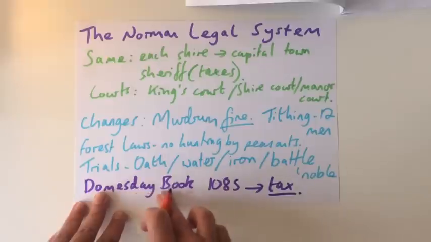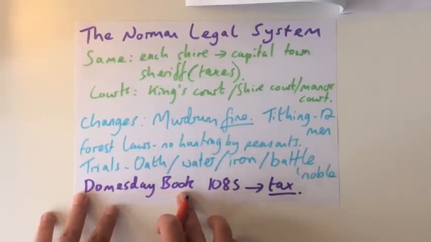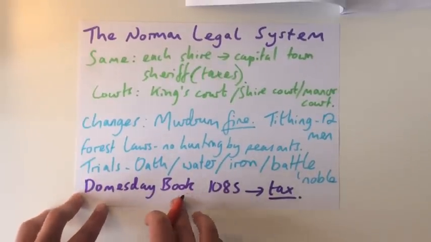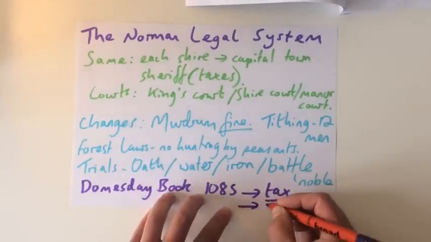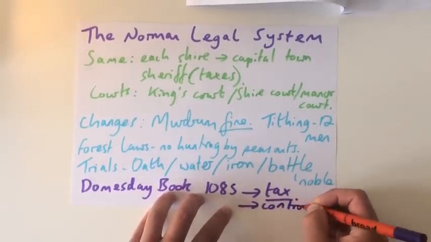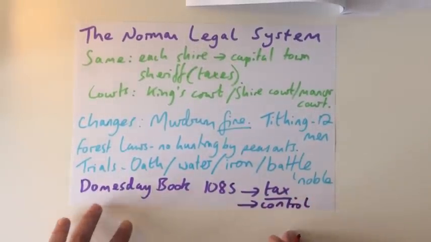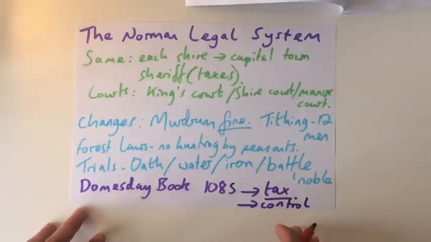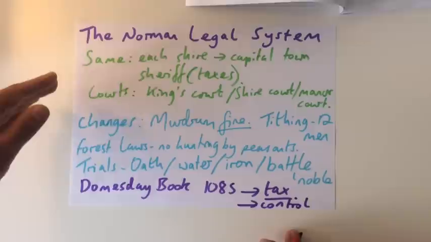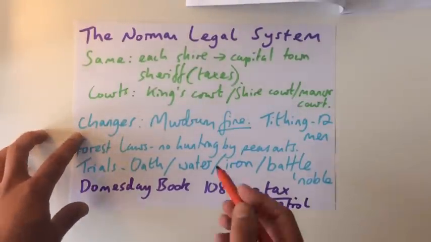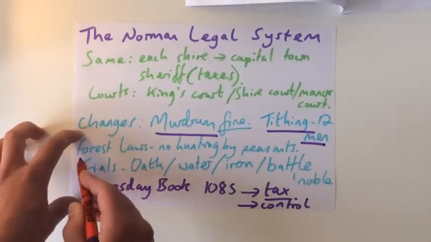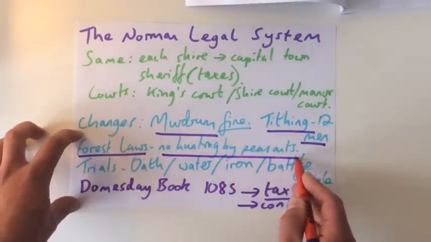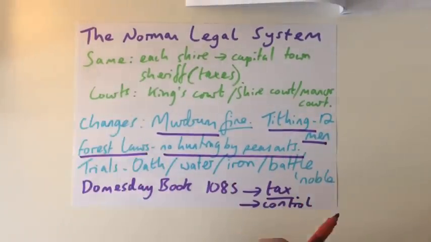Now, it was against the law not to answer the questions about who owned what in your village, so that is a legal change, but it means that William can very much better control his country because he knows who's in it and he knows exactly how much tax he should be taking. So you can see these changes are all quite different, because these ones help William control the country. The forest law really just helps him do what he likes to do and stops peasants improving their life in a way they used to be able to do.